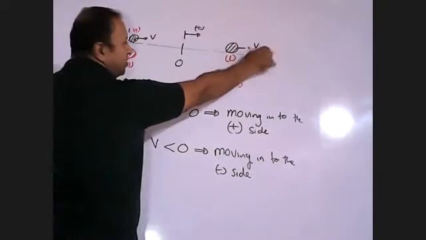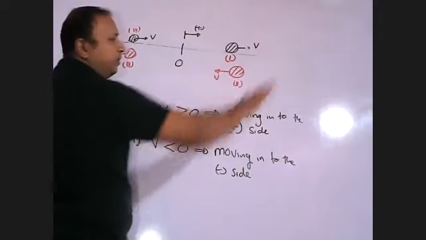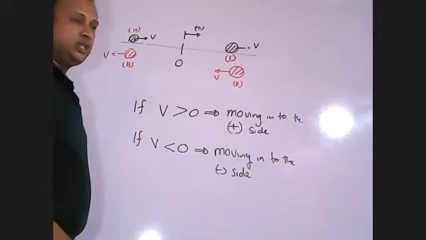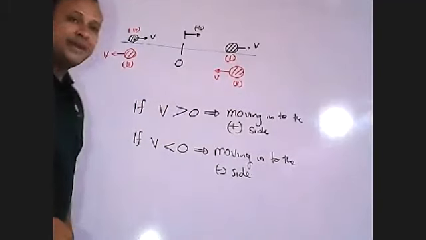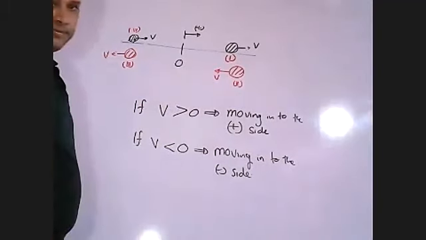Therefore, if velocity is positive, the object is moving in the positive direction. If velocity is negative, the object is moving in the negative direction. That's all.